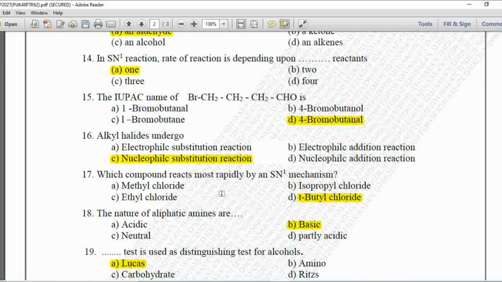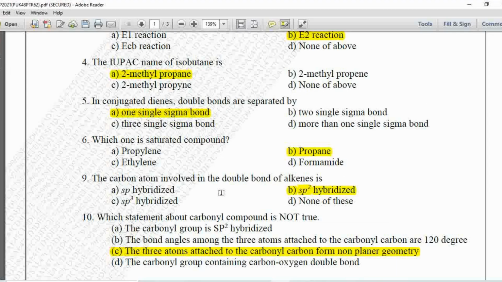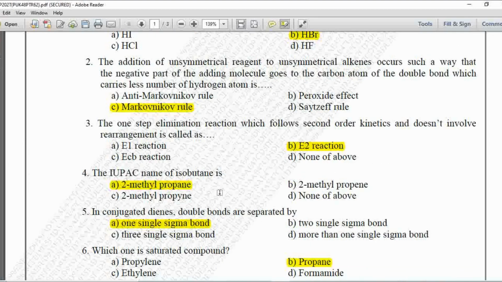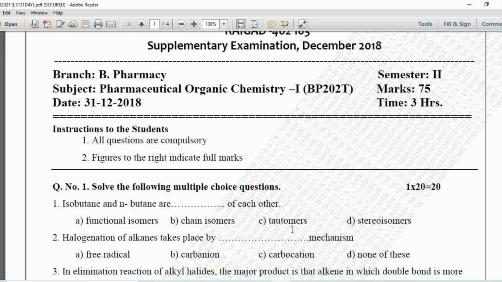So in this way we have discussed the MCQs of this POC1 subject from the paper which was conducted in summer 2018 examination. Now this is the second paper of DBA2, that is supplementary examination winter 2018 for POC1 BP202T. So here also we are going to discuss the MCQs of this paper.